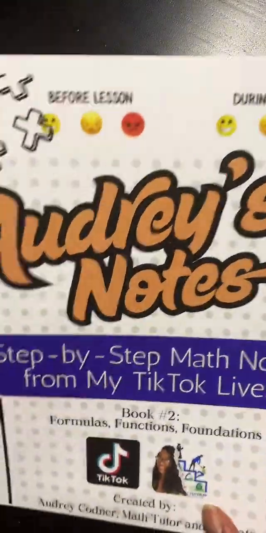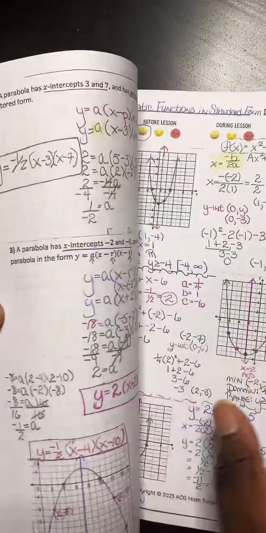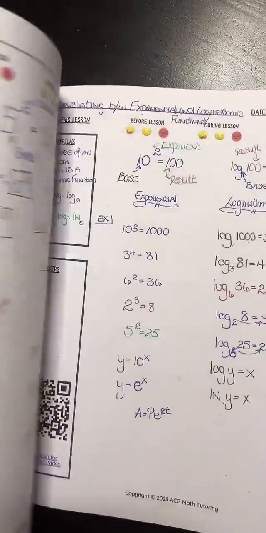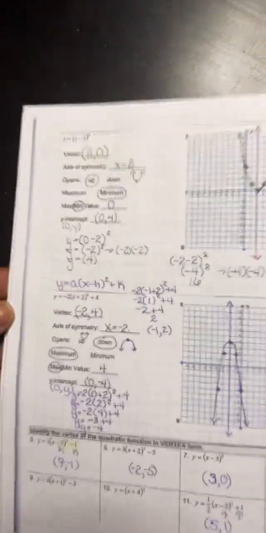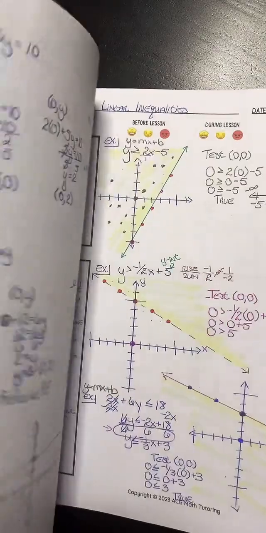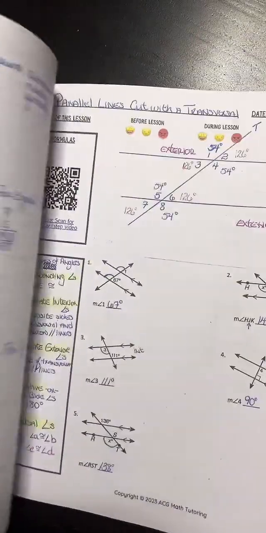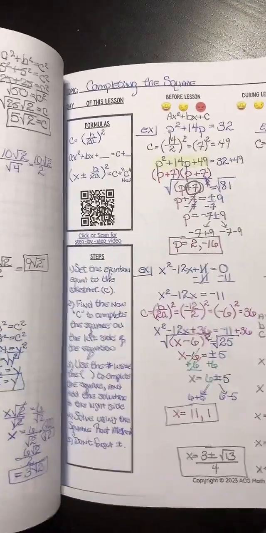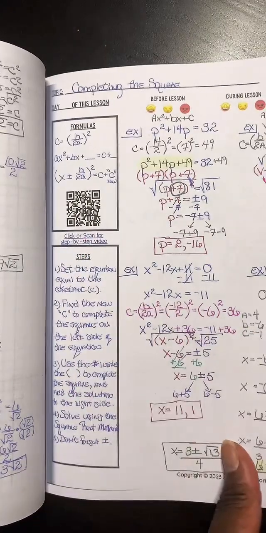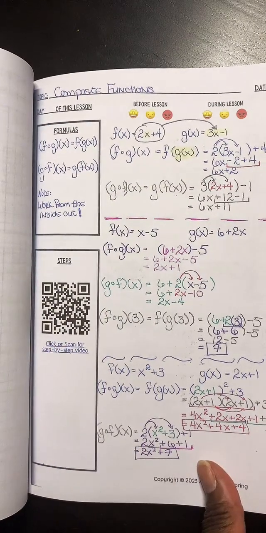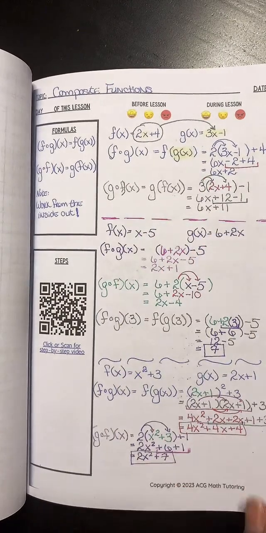What I did was I took all my notes that I've been performing for you guys since February 2nd, and I compiled them into 3 books. This one is book 2, because it's got a lot of functions in it. And if you notice, each of these sections has a QR code. The QR code goes directly to the live where I actually did the notes.